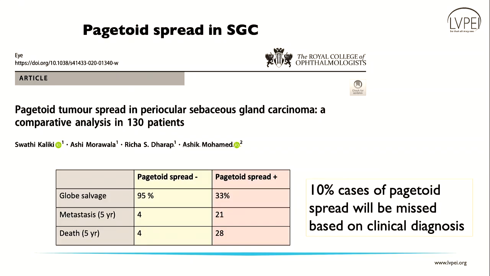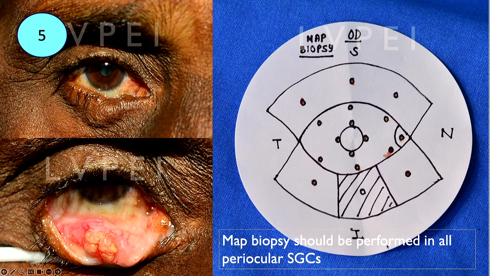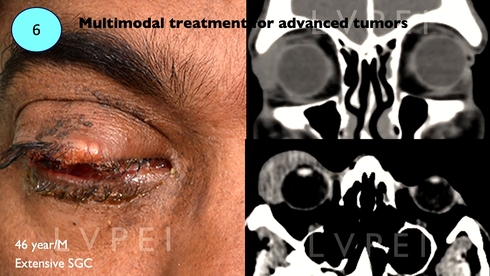This particular paper from our institute shows that with the presence of pagetoid spread, the globe salvage rate comes down drastically, and the metastasis and 5-year death rates are very high. We found that 10% of cases of pagetoid spread were missed if we went by clinical diagnosis alone. Based on this, we advocate that map biopsy should be performed in all cases of periocular SGC.